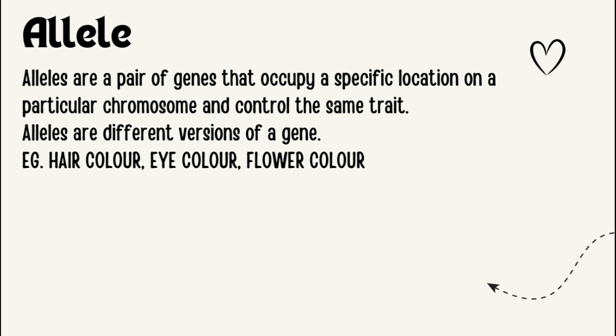Now, alleles are basically a form of a gene, right? There are a pair of genes that occupy a specific location on a particular chromosome and they control the same trait. So alleles are a form of a gene, and examples would be hair color, eye color, flower color. They're just different versions of a gene. So that is what alleles are.